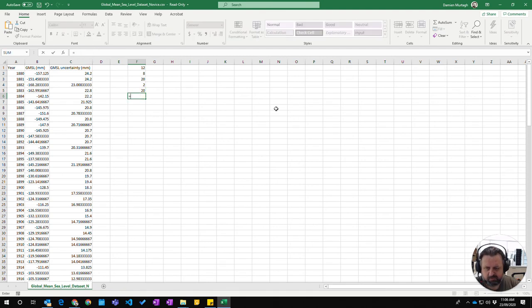You can see if I don't put the brackets in and just say 1 plus 1 times 10 will give us 11, because it will do the multiplication first. 1 times 10 equals 10, plus 1 equals 11. So that's really basic, really simple calculations using formulas in Excel.